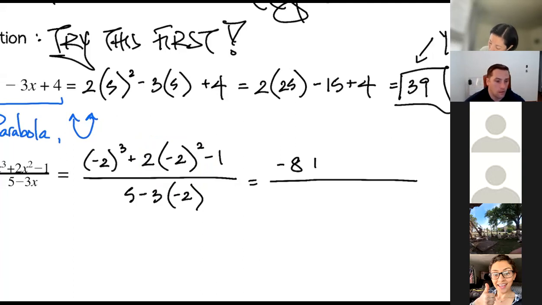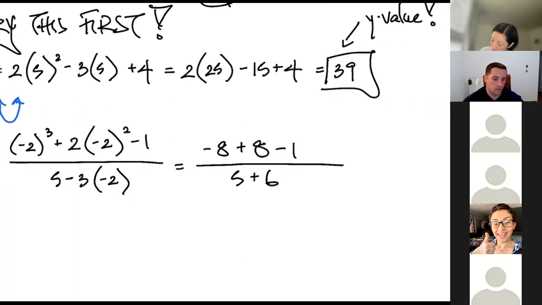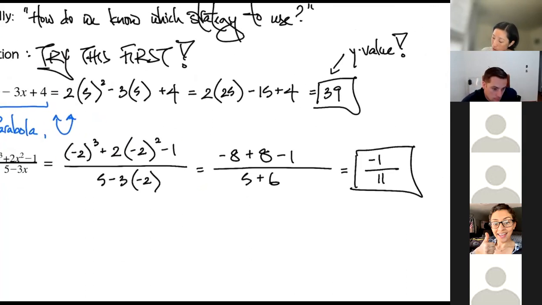Positive. Good. So plus 8 minus 1 and then 5. And I've got a 6 plus or minus? Plus. There you go. Perfect. All right. So negative 8 plus 8 gives you 0. So we get a negative 1 over 5 plus 6, which is 11. Negative 1 over 11, just like that, is a y value.